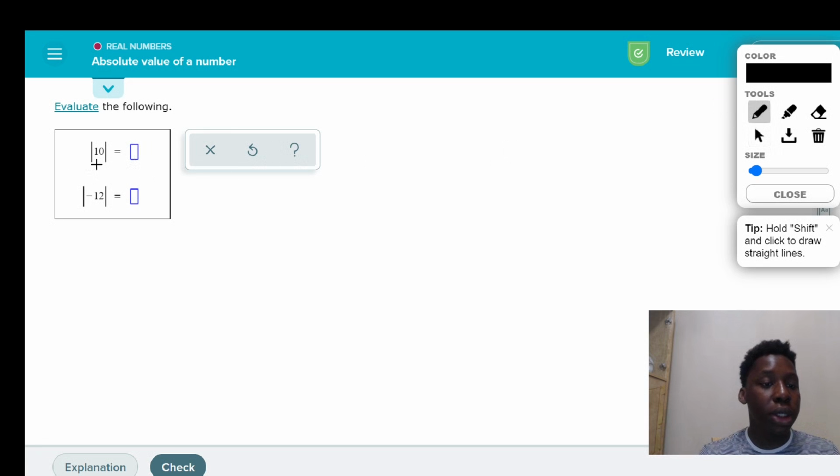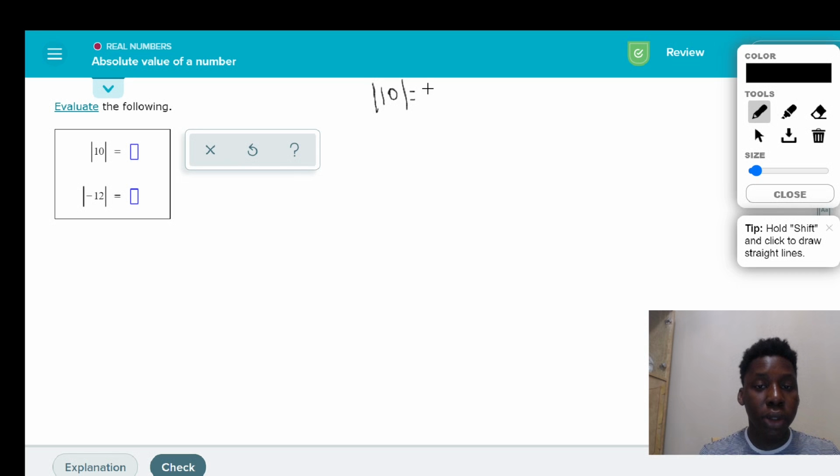So look at this. This is telling us to find the absolute value of 10. As you can see, the number is in between these lines. Don't let these lines fool you. There's nothing to be worried about. All you have to do is apply the same concept as I said earlier in this video. All we're going to do is count the amount of steps it takes for 10 to get to zero. Okay, so let's get to work.